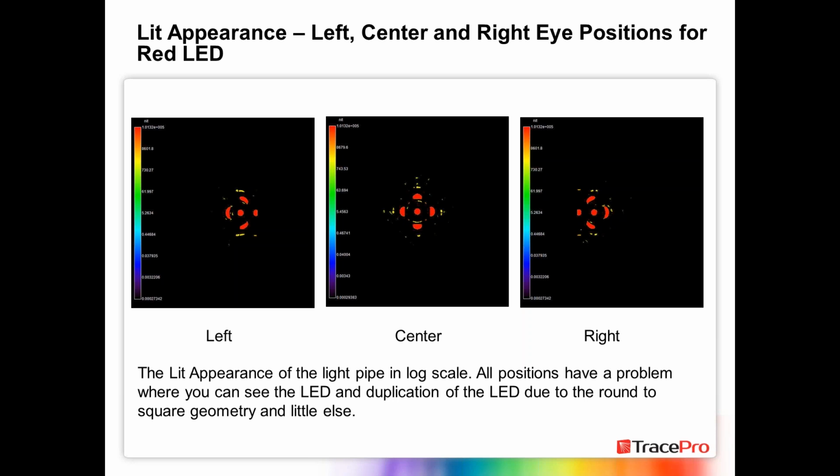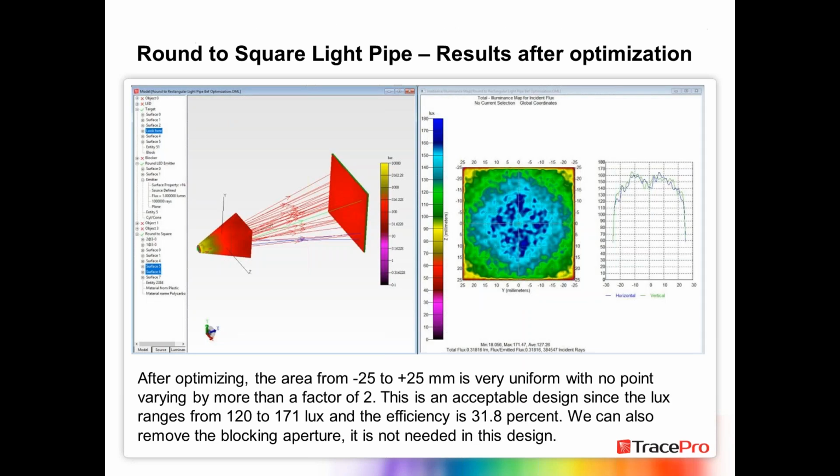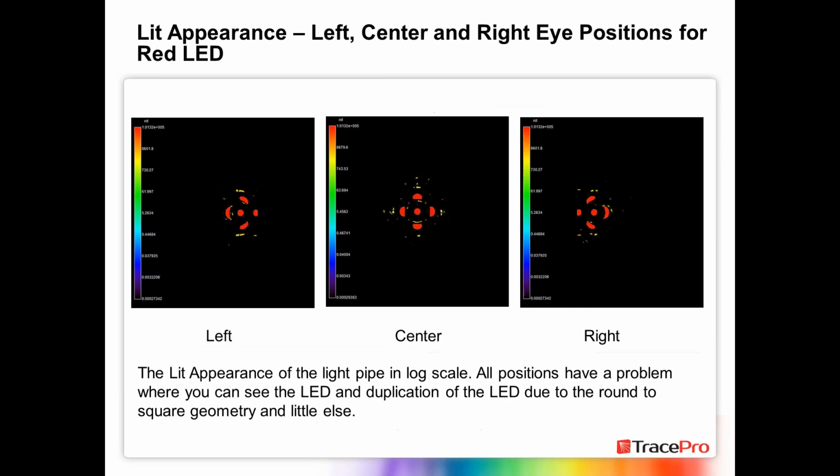Even when I look from the left and right, I'm seeing the light bouncing off the sides on that square, so I get a duplication. I've got a bright spot in the middle, and I've got bright spots all the way on the sides as well. That's not a very good looking output. And even though it looked fantastic in terms of uniformity, everything else on the target, when I look directly into the light pipe, it doesn't look very good to me.